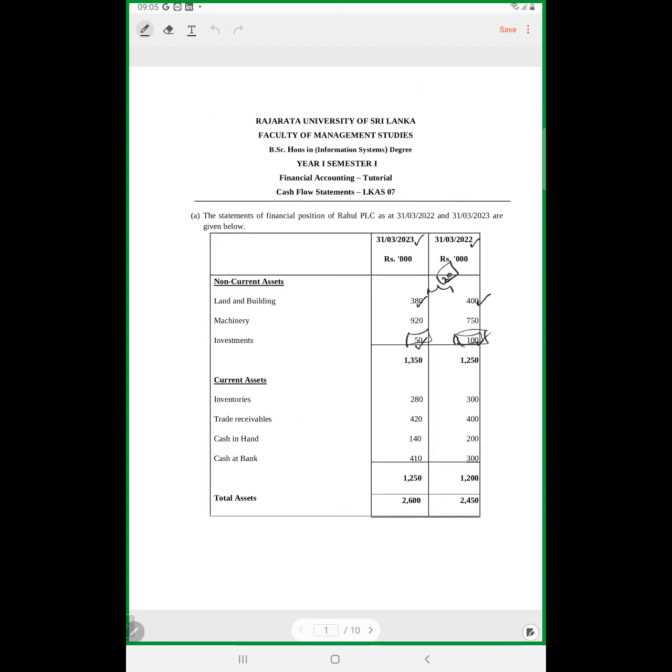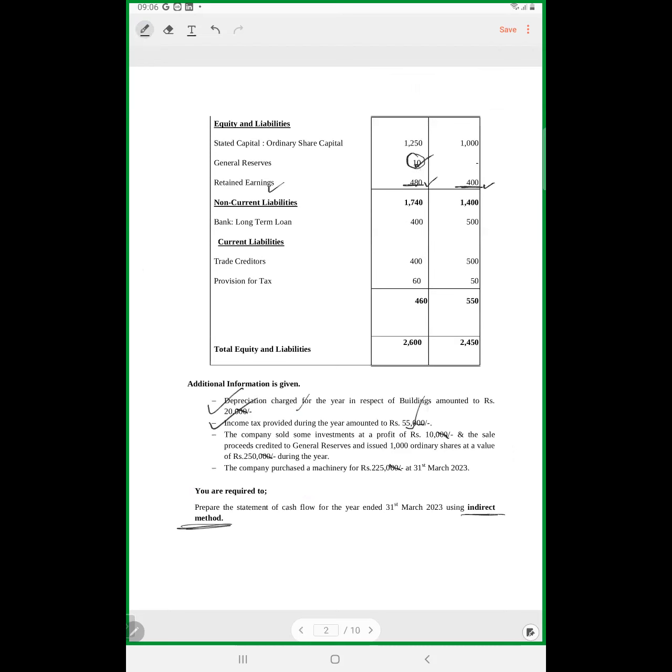And we can tick on the investment. Investment, right? And general reserve as well, since that is wrong statement. So therefore, we use that amount in the investment, so we need not do any other adjustment for this. Then as well, 1,000 ordinary shares were issued at a value of rupees 250 during the year. Yeah, you can see here 250,000 cash earned by issuing the shares.